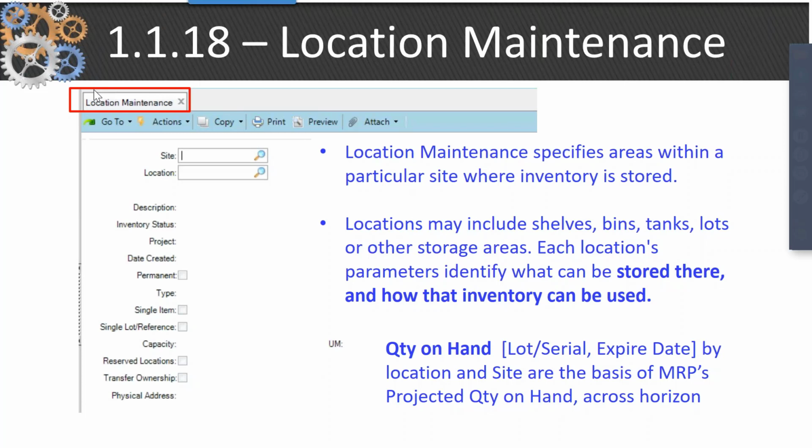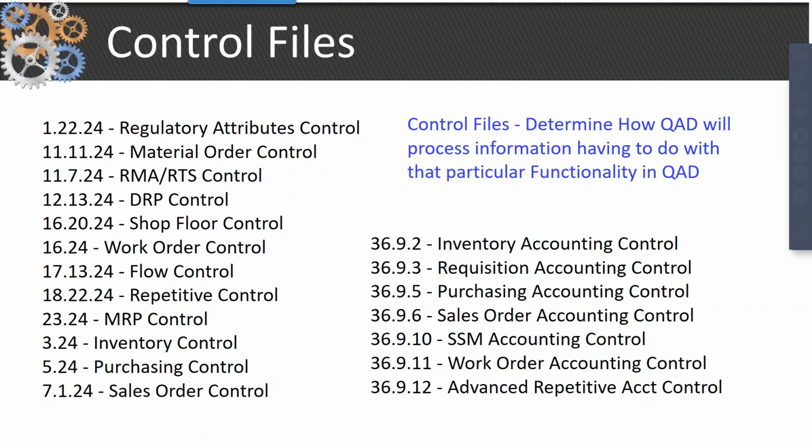hand across the horizon. We'll talk a little bit more later about cycle counting, but cycle counting is that process where you ensure that those location quantities are accurate, because MRP needs that accurate beginning quantity on hand to do its job. There's control files.